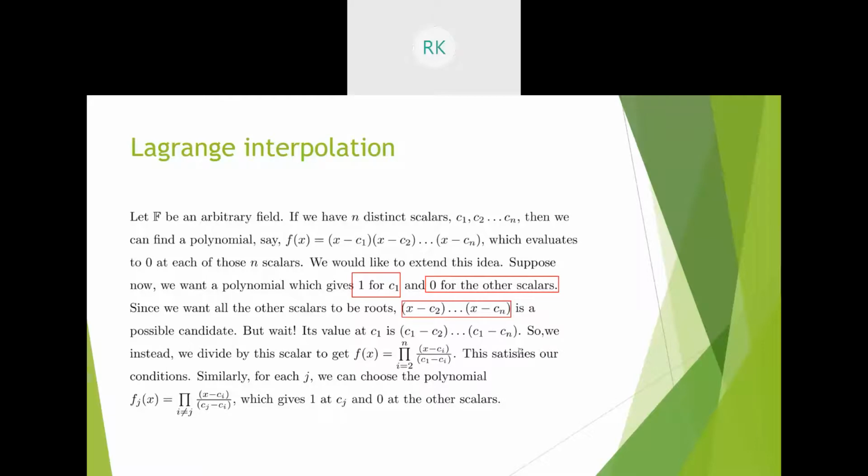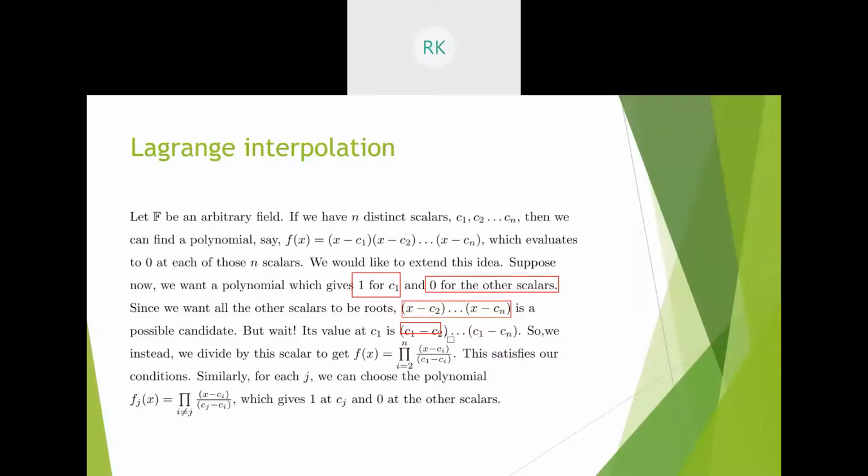Okay. Now we had another additional condition. We wanted 1 at C1. But if we substitute x equal to C1, we get C1 minus C2 times C1 minus C3 and so on up to C1 minus Cn. That might not necessarily be equal to 1, so this polynomial is not sufficient for us. What we have to do is divide that polynomial by C1 minus C2 into C1 minus C3 and so on up to C1 minus Cn. Do you follow why I am dividing x minus C2 into x minus C3 up to x minus Cn by C1 minus C2 into C1 minus C3 up to C1 minus Cn?